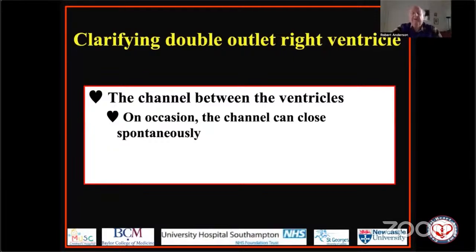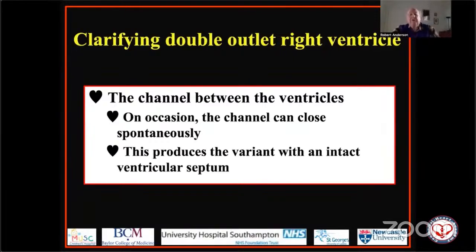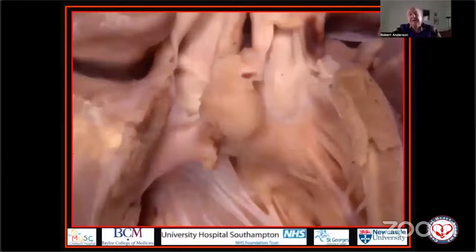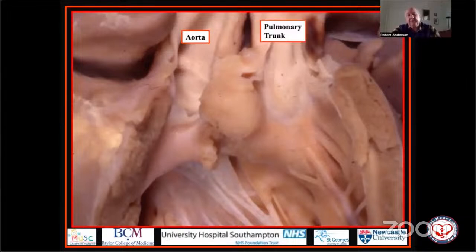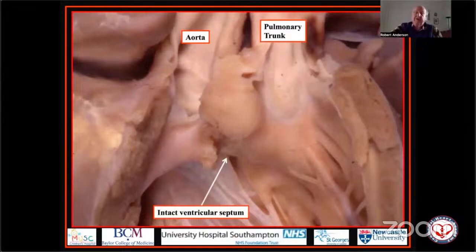Remember that very rarely the channel between the ventricles can close, and that gives us an intact septum. And here is a very nice example of double outlet right ventricle with an intact ventricular septum. There's no question in this instance that there is double outlet right ventricle. There is the aorta, the pulmonary trunk. There had been an interventricular communication, but it has closed spontaneously.